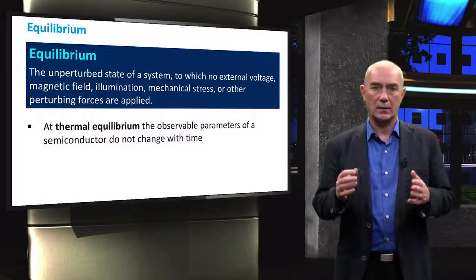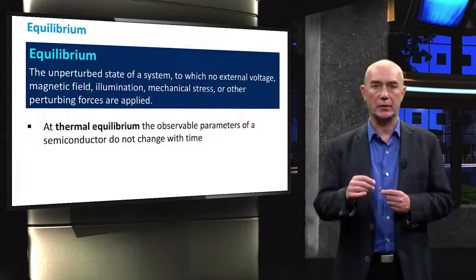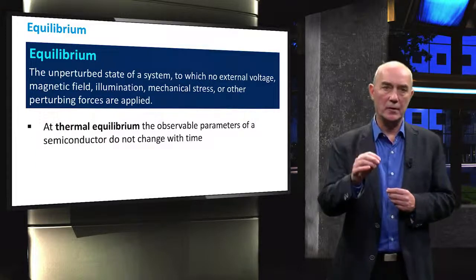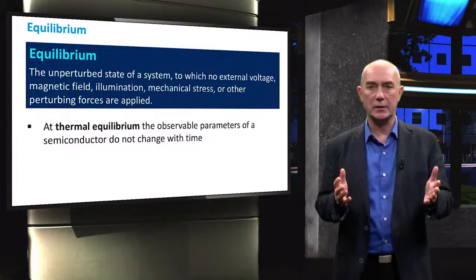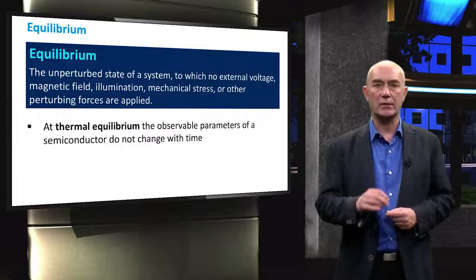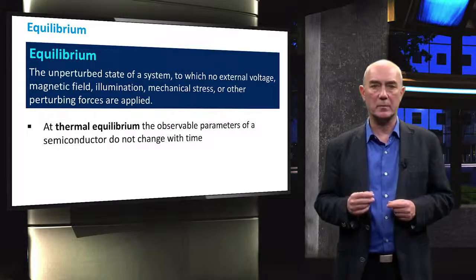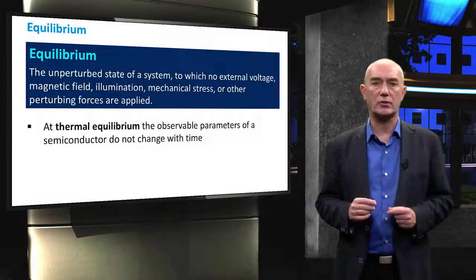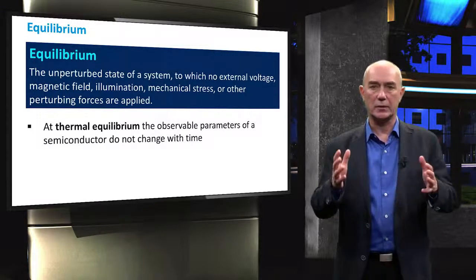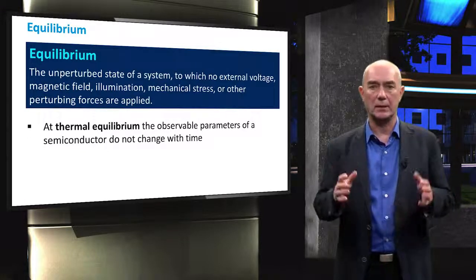Let's start with the equilibrium condition. We define equilibrium of a system as a state in which the system is unperturbed. Therefore, no external forces are applied on this system. These forces could be external voltage, magnetic field, illumination, or mechanical stress. We can define the thermal equilibrium of a system as a condition in which its parameters do not change with time. We use the word thermal because the equilibrium conditions will change depending on the temperature.